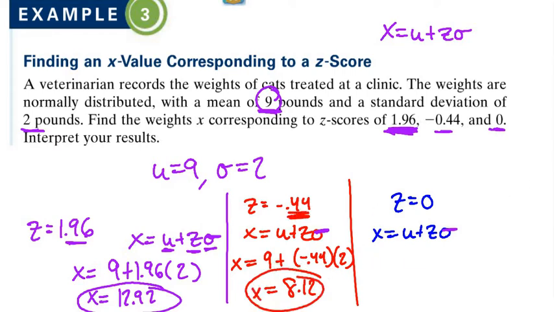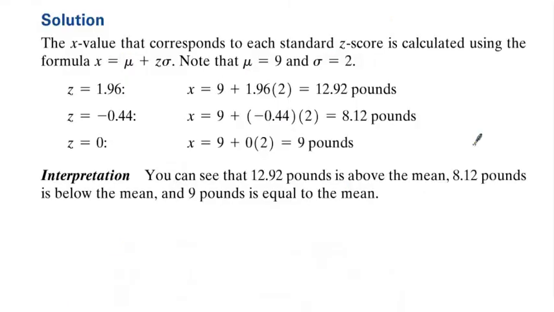And then this last one says x equals mu plus z sigma, where z is 0 this time. That's just going to be 0. So if you're exactly average, that means your weight is just going to be 9 pounds. Let's check those answers. This is again called converting z-scores to values. You can see that we got those 3 numbers: 12.92, 8.12, and then when you're average, that means your z-score is 0. You're right at the average of 9 pounds.